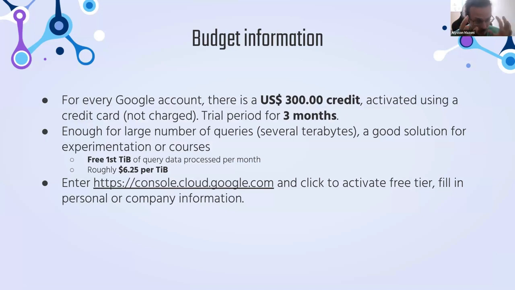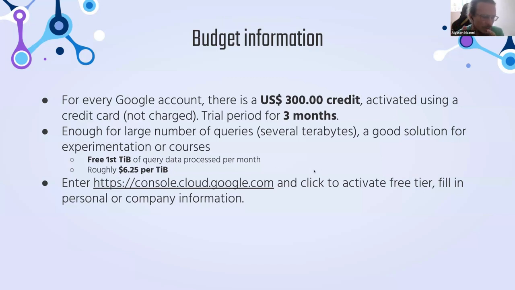If you want to test this yourself outside the context of this training, you can use the public data sets there. Well, you will see a few. But for every Google account, the first time you open the Google Cloud Platform, you have this $300 credit that you can activate by putting in your credit card. It's not charged. And the trial period is about 3 months.